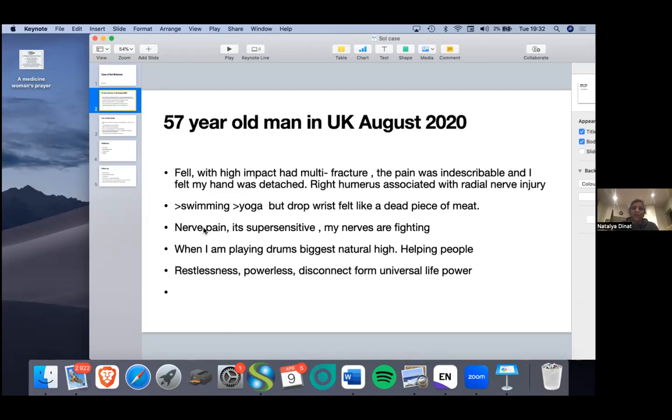When I saw him, he said the pain was slightly better with swimming and yoga, but he had a drop wrist, which was a problem for him because he was a drummer. That was his work. He was a professional drummer. He suffered from nerve pain and very sensitive skin. He said, it's like my nerves and my muscles are fighting. He was really having what he called a monumental struggle with my work.